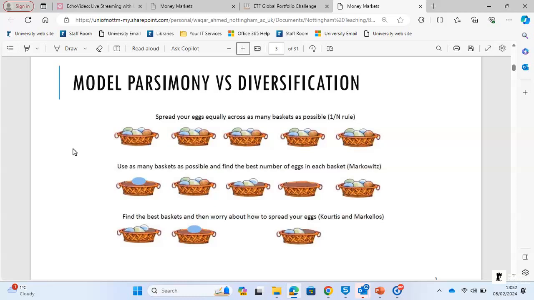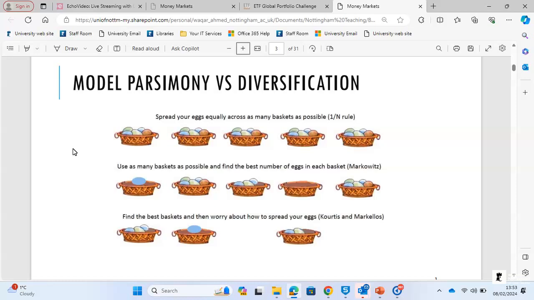In the first case, what do you have? Spread your eggs equally across as many baskets as possible. So it's a very simple 1 over n rule. If you have n baskets, you'll put 1 over n in each basket. So you identify how many baskets you have and spread your eggs across each basket equally.